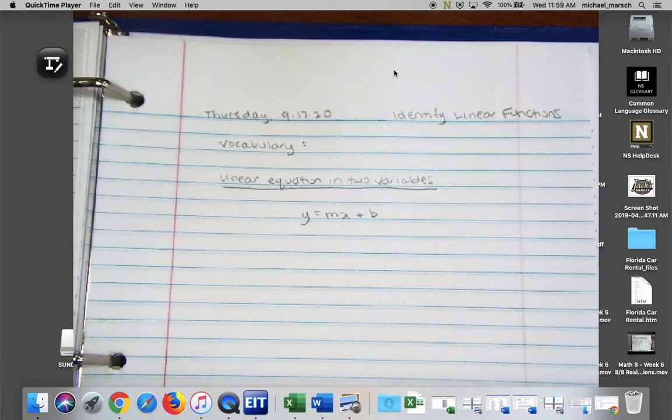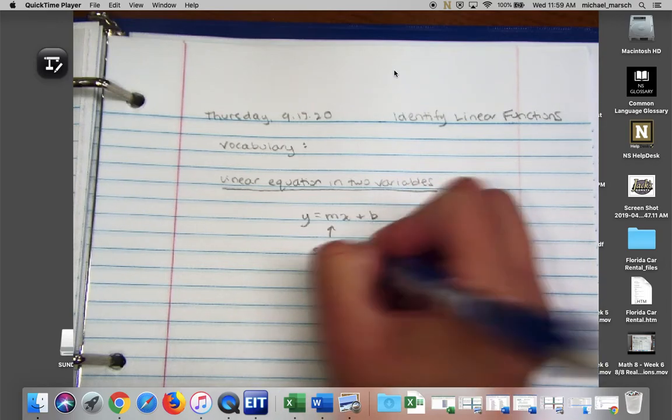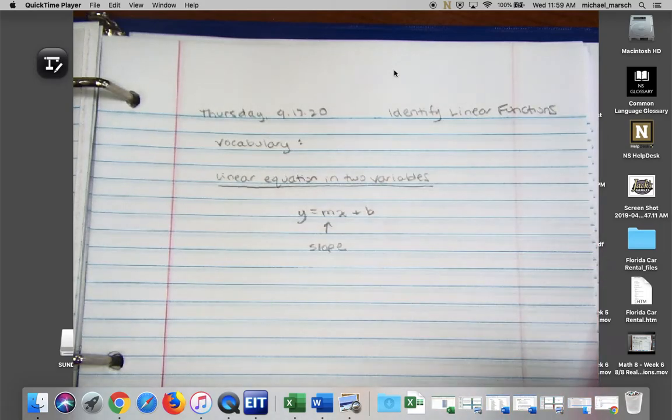Sound familiar? Is it bringing back some haunting memories from 7th grade? Y equals mx plus b. Okay, who remembers what the m stands for? It has nothing to do with the letter m, but what does that m stand for? Slope is correct. And what does the letter b stand for in this equation? Y-intercept.